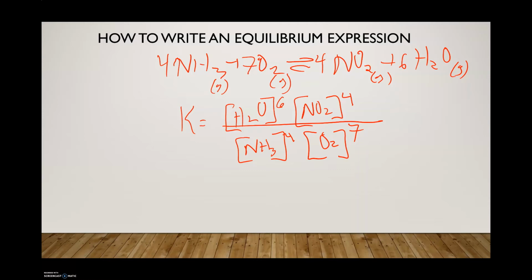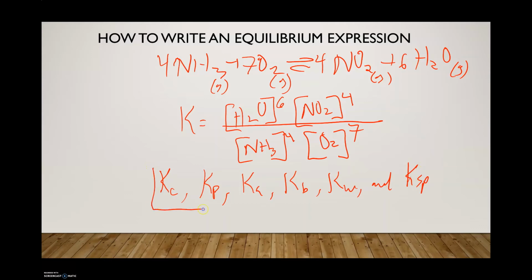So now K can be written in many different ways. There are actually 6 different ways. K can be written as K sub C, K sub P, Ka, Kb, Kw, and finally Ksp. So what we're going to focus on in this 4-part video are these two here. The others are for a future topic which involves acid bases, and we're not going to worry about that here. We're going to focus on K sub C and K sub P.